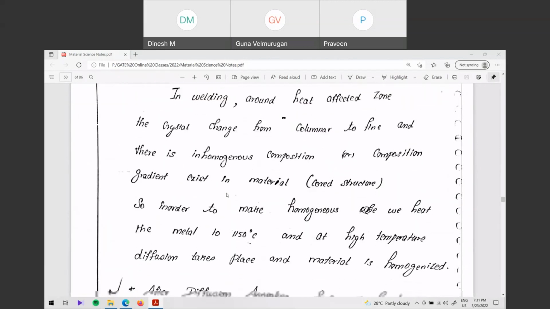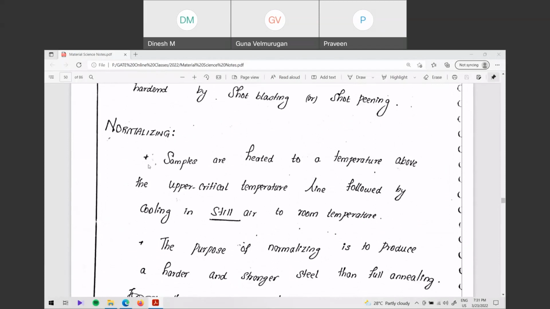Next is normalizing. What is normalizing? Samples are heated to a temperature above the upper critical temperature line. The upper critical temperature line will come in TTT diagrams, time temperature transformation diagrams, but I didn't discuss that. If you know that, you will understand what the upper critical temperature line is. If you cross that line, it is followed by cooling in still air, in the sense it's not slow cooling, it's fast cooling only, because you are heating it in the furnace, then removing the object and putting it in still air, in your ambience.